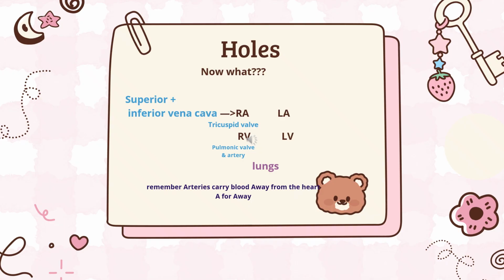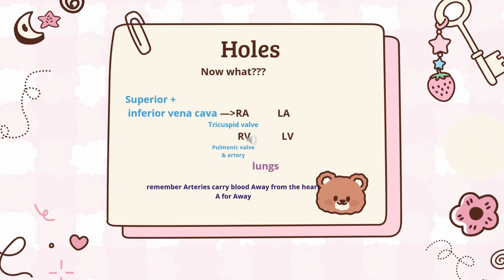All right, now, right, right, lungs, left, left, it needs to get to the lungs. How does it get there? Through the pulmonic valve and pulmonary artery. So pulmonic and pulmonary, there you go, relating to the lungs. So the pulmonic valve, and then the artery.